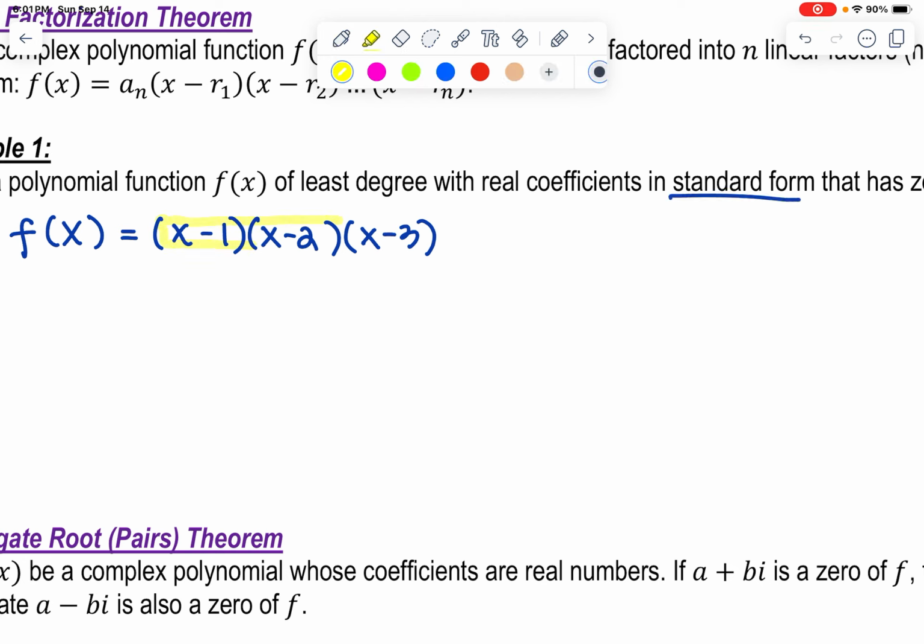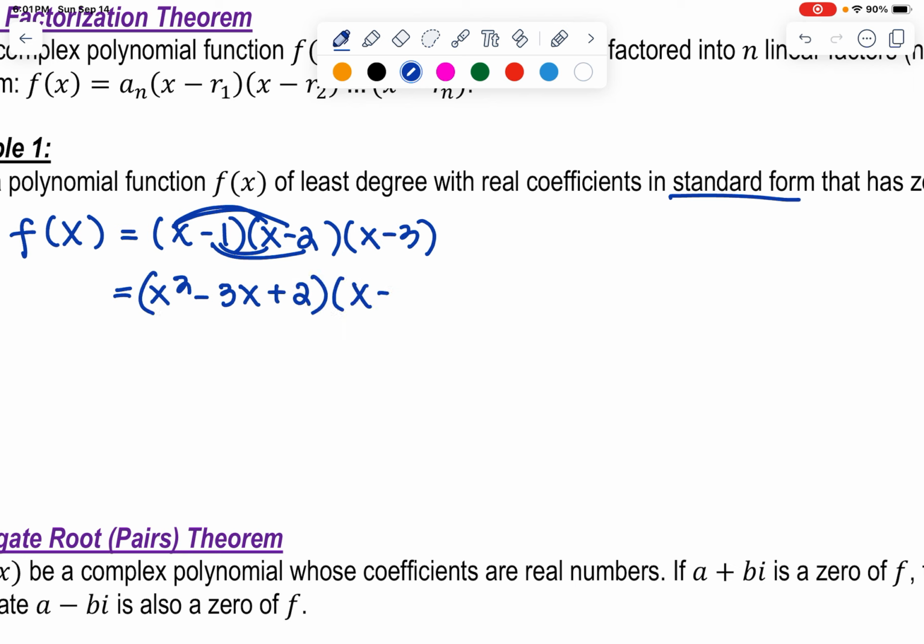So I'm going to start by multiplying these two factors. And I could have picked the last two or the first and the third one, but why not just do the first two, right? So I'm going to multiply those two out. x times x is x squared. x times -2 is -2x. -1 times x is -x, so I multiplied those out and combined them to get -3x. And then -1 times -2 is +2. And then I'm going to still have to multiply that by x minus 3.